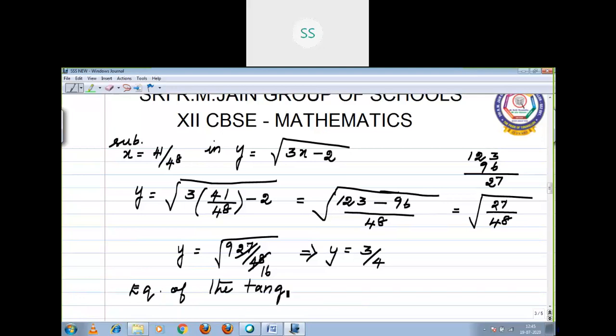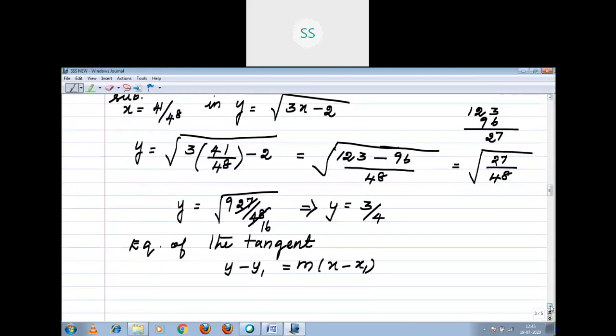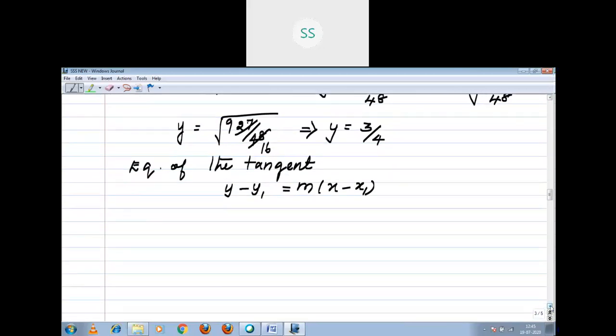What is your slope here? M equal to 2, right? Equation of the tangent: y minus y1 equal to m into x minus x1. What is your y1? What is your x1? X1 is 41 by 48. Y1 is 3 by 4, right? Now, y minus 3 by 4 equal to your slope 2, x minus 41 by 48.